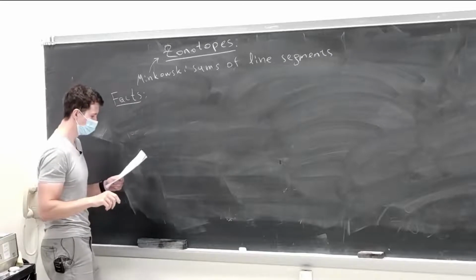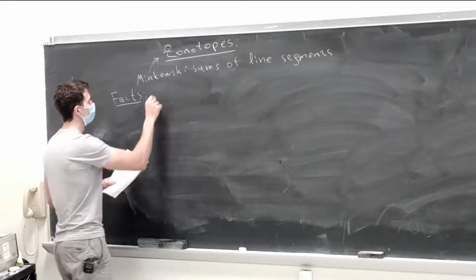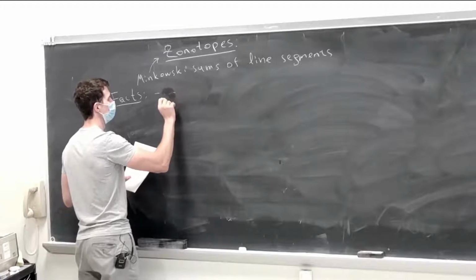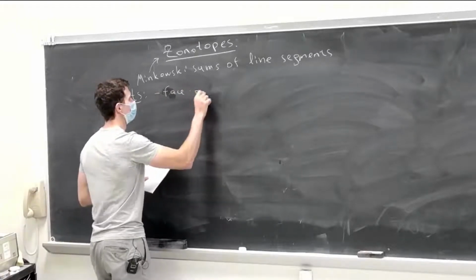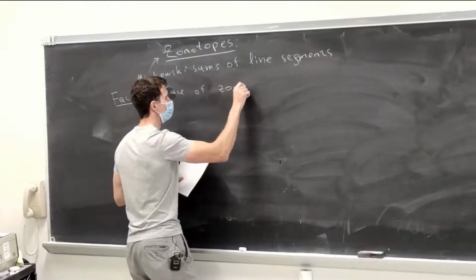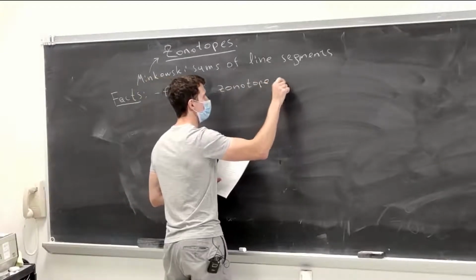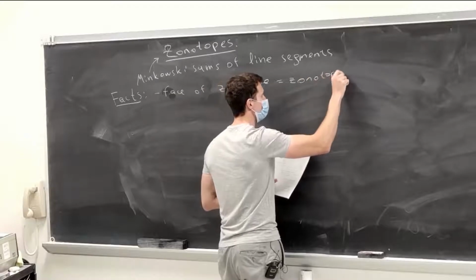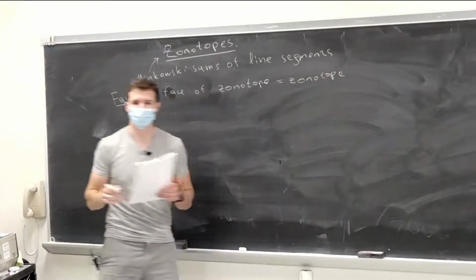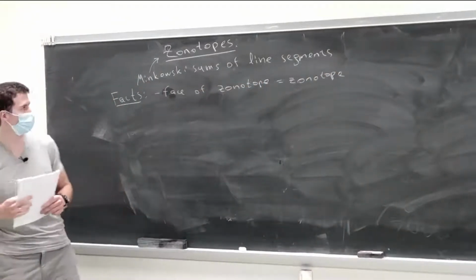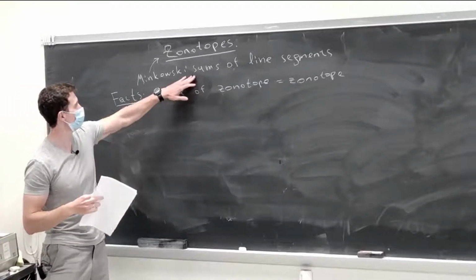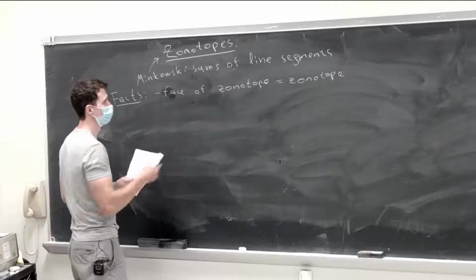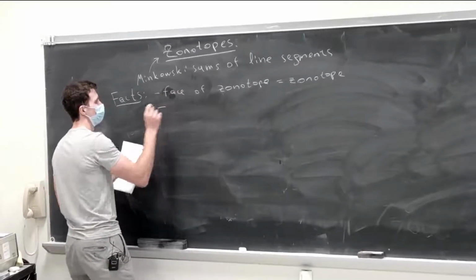First of all, this is pretty easy to prove. Each face of a zonotope is another zonotope. You can easily find this out from the definition. You know what faces of a Minkowski sum look like. It's pretty easy to see that these are all zonotopes.